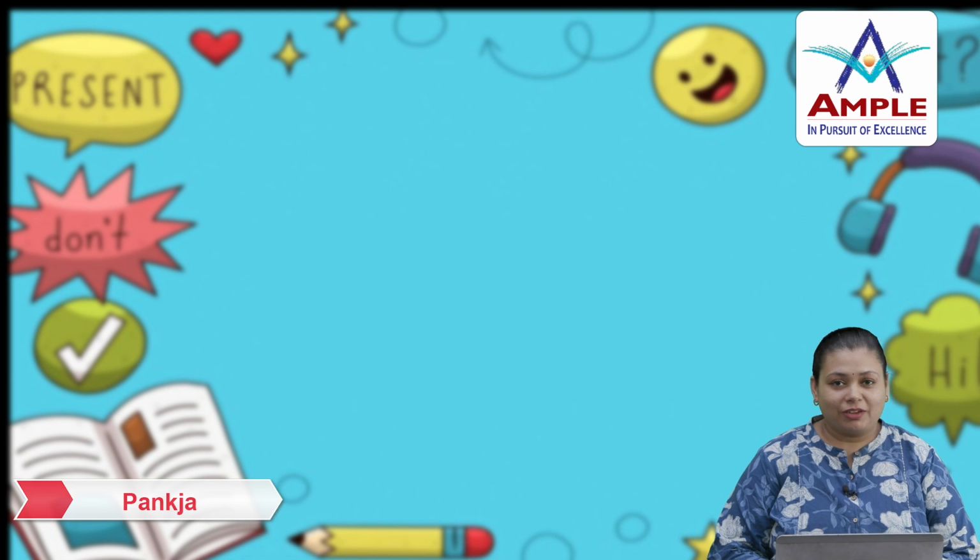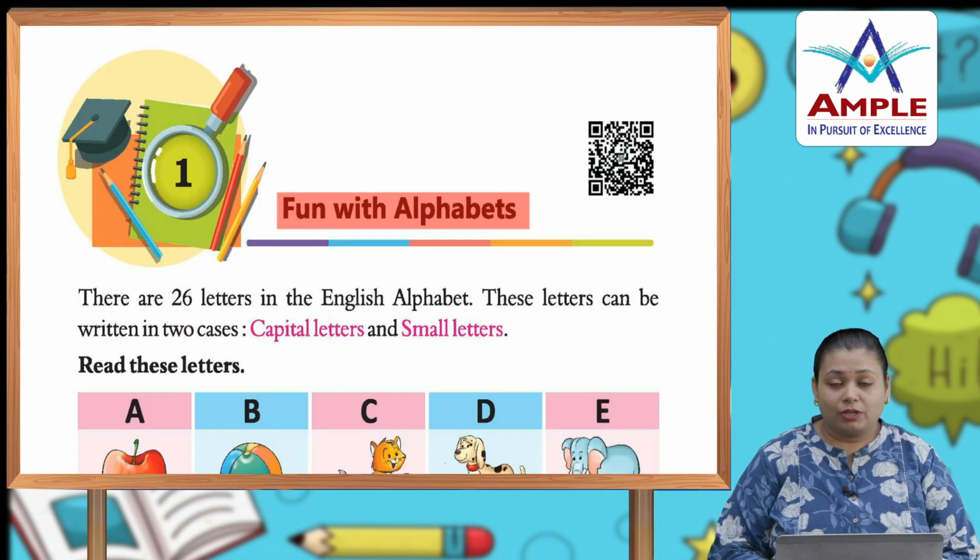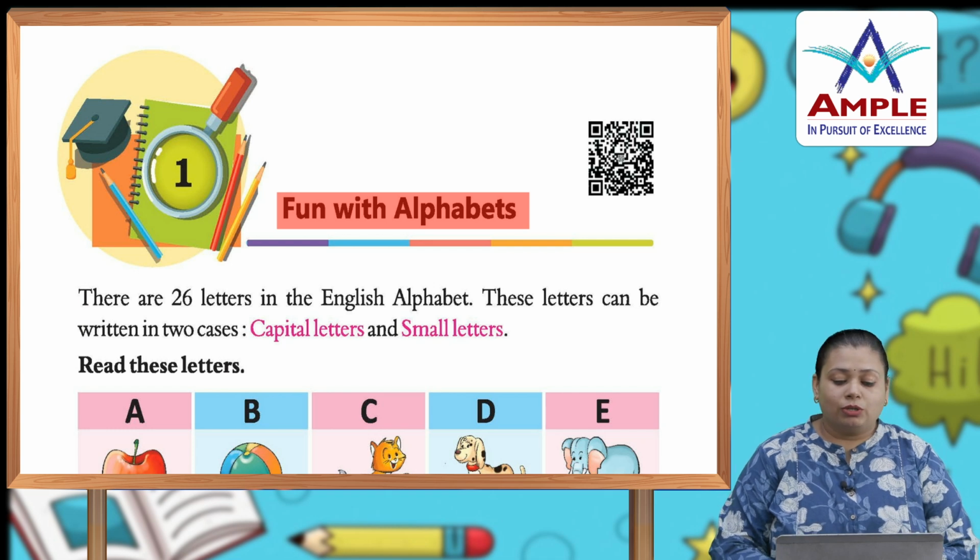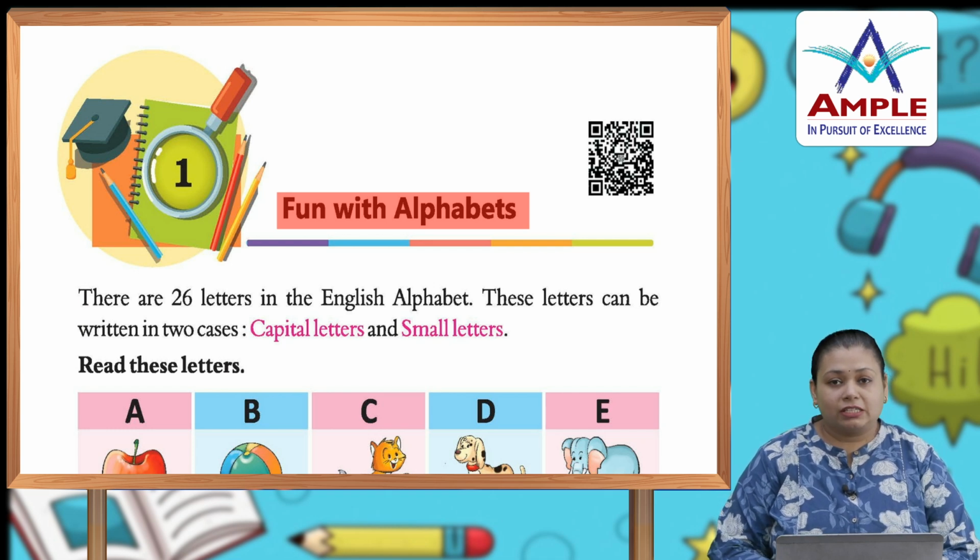So students, today we are going to start the chapter named Fun with Alphabets. Do you know what alphabets are? Yes, the A, B, C, D you study in class KG and nursery are called alphabets. Okay, so let's start and see what is there in this chapter.